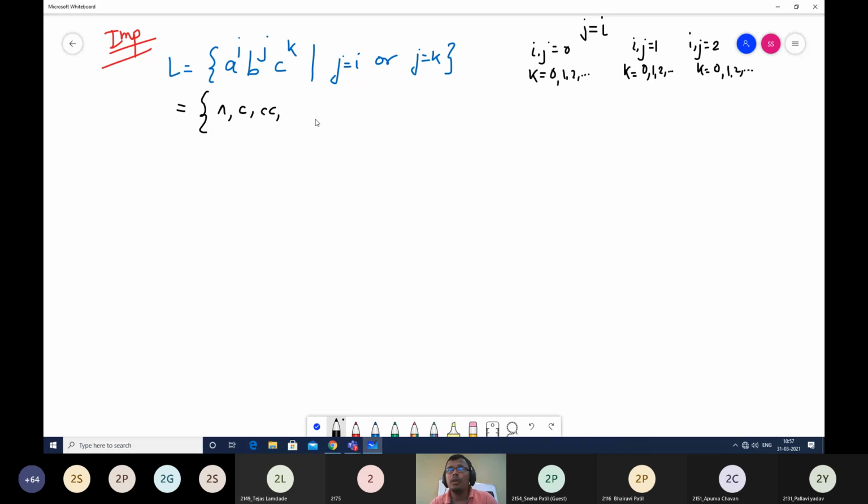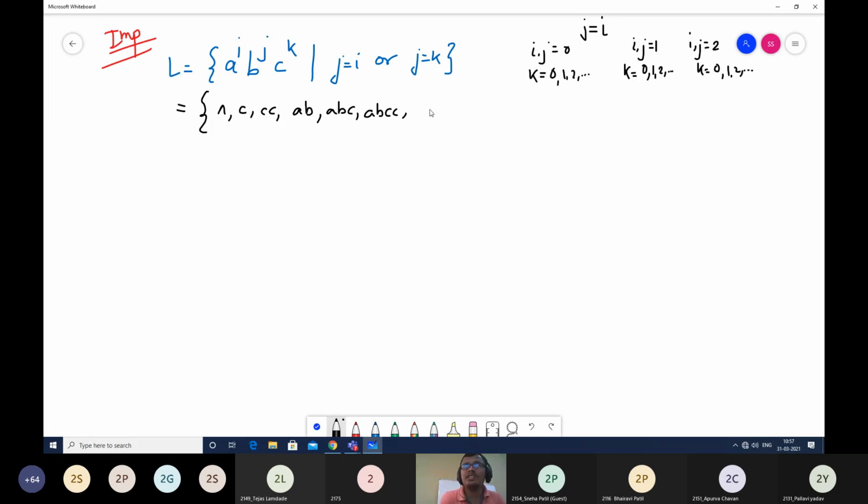Now, if my value of I and J are 1, then I'll have AB in my string, because I and J are 1 means I have 1 A and 1 B in my string. In that again, K can take values like 0, 1 and 2. So if K is 0, I'll have no C. If K is 1, I'll have 1 C. And if K is 2, I will have 2 C's. So these 3 strings which I have written are on the basis of I and J equal to 1, where K can take values 0, 1 and 2.